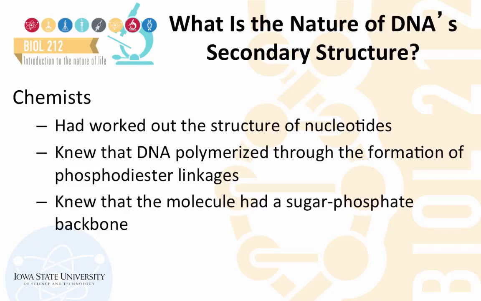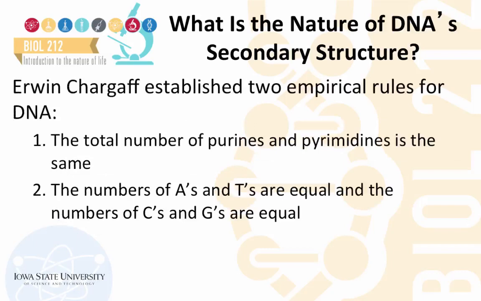By the time scientists started looking at the structure of DNA, they had already worked out the structure of nucleotides. They knew that DNA polymerized through the formation of phosphodiester linkages, and they also knew that the molecule had a sugar phosphate backbone. With this information, they now wanted to find out how the sugar phosphate backbone is arranged in three-dimensional space. It is from the work of many scientists that we know what we know about DNA today.